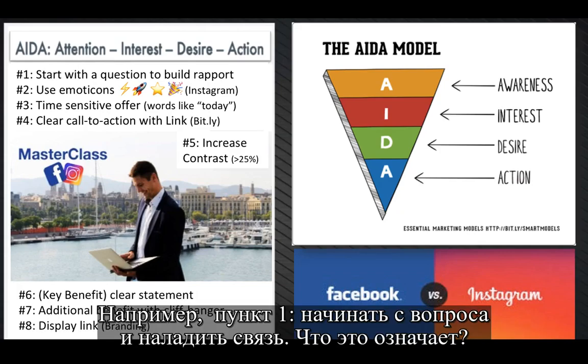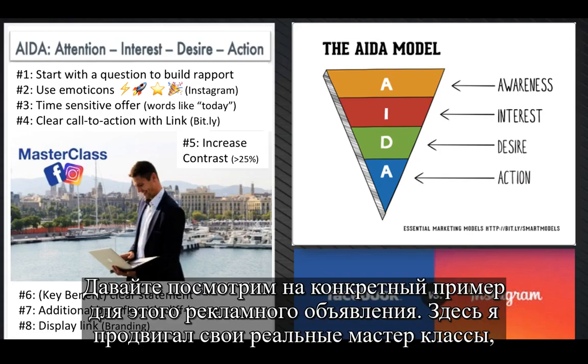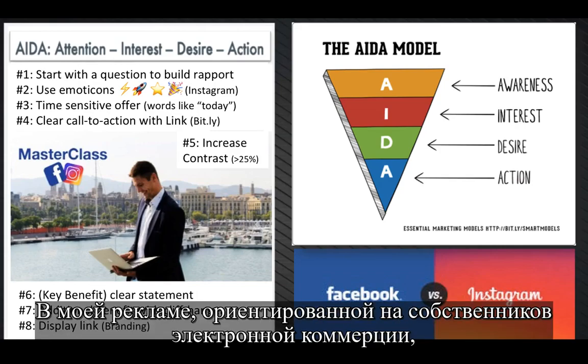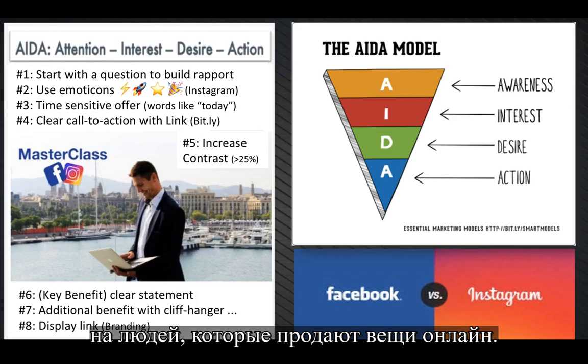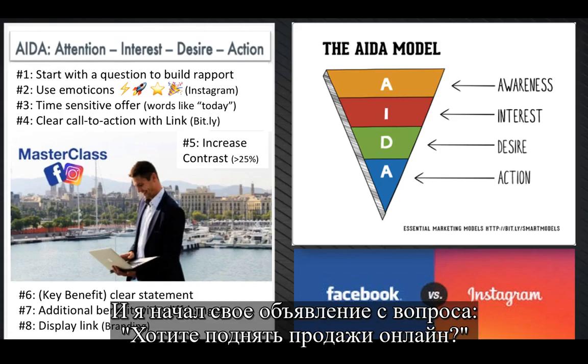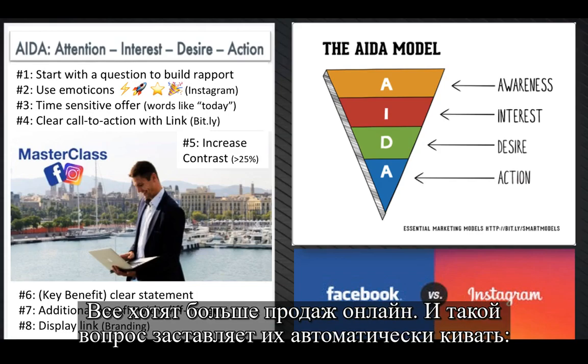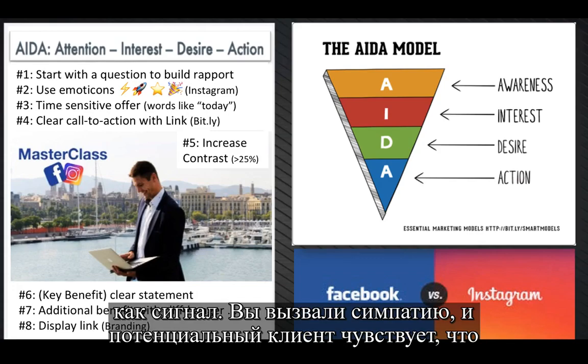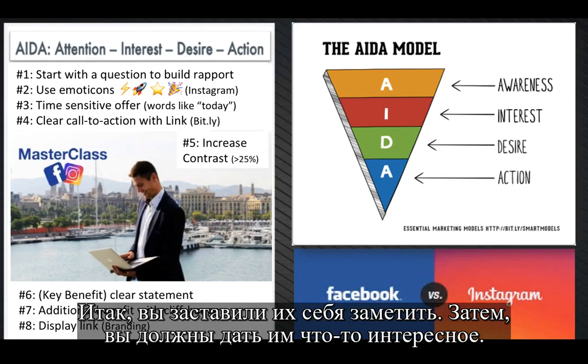Okay. However, also in the copy, there are some possibilities that you can play with to really get their awareness. For example, number 1, start with a question to build rapport. What does that mean? Well, let's go in this specific example for this ad. Here I promoted my physical masterclasses that I organize here in Barcelona, okay? And in my ad, which I targeted to e-commerce owners, okay? So people who sell stuff online, okay? And I started with the question, do you want more sales online? Okay, I mean, everyone wants more sales online, so this question makes them automatically nod with their head, like yes, I want more sales online. And that means that you create rapport, like you create sympathy, so they feel like, oh, this person understands me. Yes, I want more sales online. And so you have the awareness.